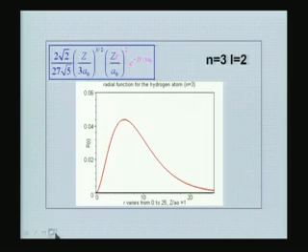The last, for n equal to 3, L equal to 2, it is simply r square e to the minus zr by 3a0. It never goes to 0 for any values other than 0 and infinity, so it is a simple node. Now let us keep these things in mind.